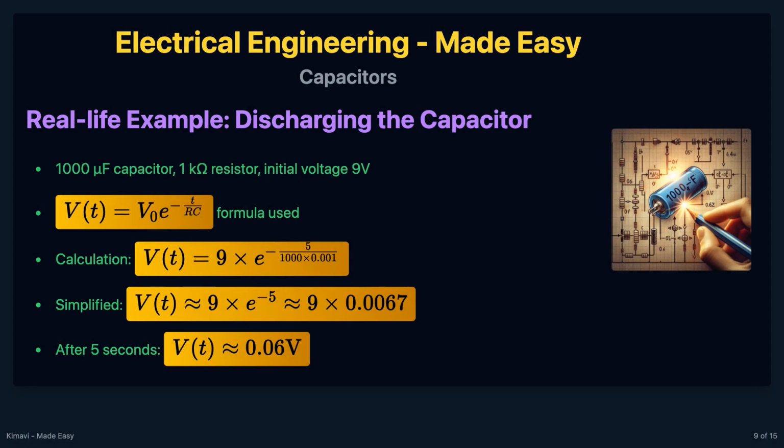Using the same 1000 microfarad capacitor and 1 kiloohm resistor, if the initial voltage is 9 volts, the voltage after 5 seconds is V(t) equals 9 times e to the power of negative 5 divided by 1000 times 0.001, which is approximately 9 times e to the power of negative 5, which is approximately 9 times 0.0067, which is approximately 0.06 volts.